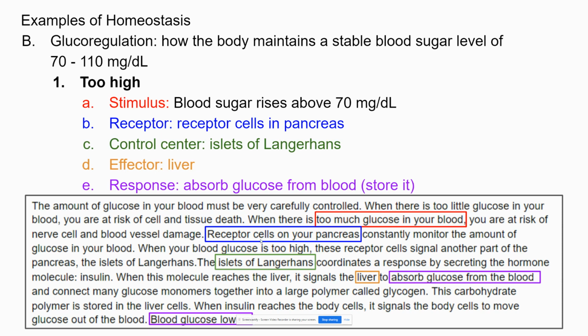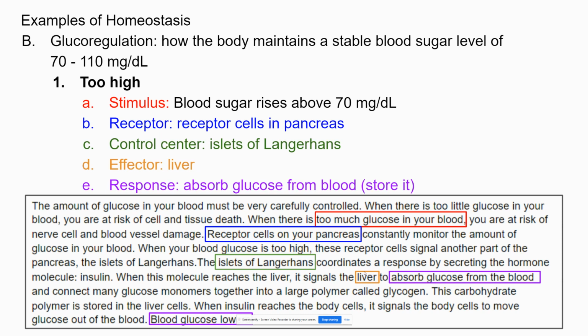So these receptor cells are going to communicate that change, communicate the stimulus, to this portion of the pancreas called the islets of Langerhans. This is serving as the control center. This is coordinating the response to the stimulus. So the islets of Langerhans, the control center in this example, are going to communicate to the liver, and the liver is going to serve as the effector in this example.